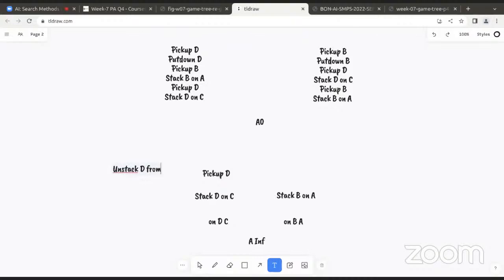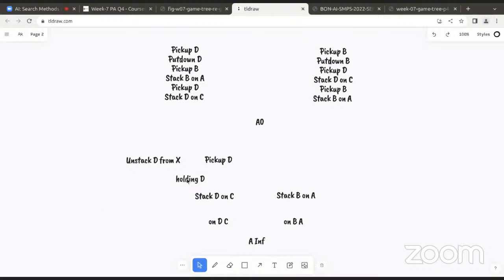Unstack D from X, right? Unstack, okay. Unstack D from X, where I don't know what X is. So this will also give me holding X, correct? Right. So this is going to say, okay, I need holding X to be true. For this to happen, I have to do holding D.